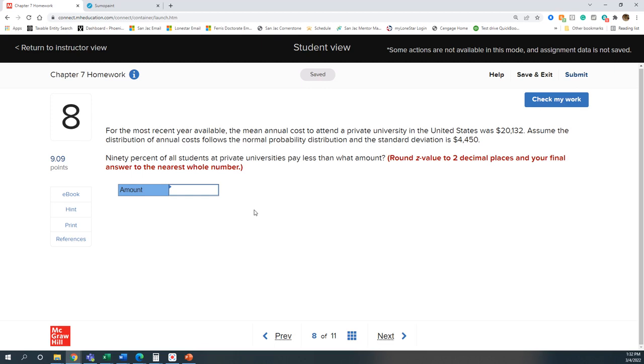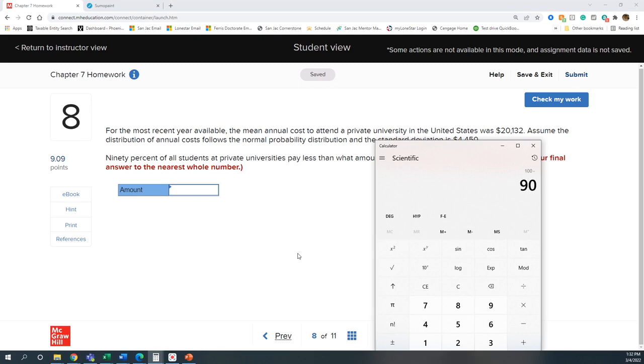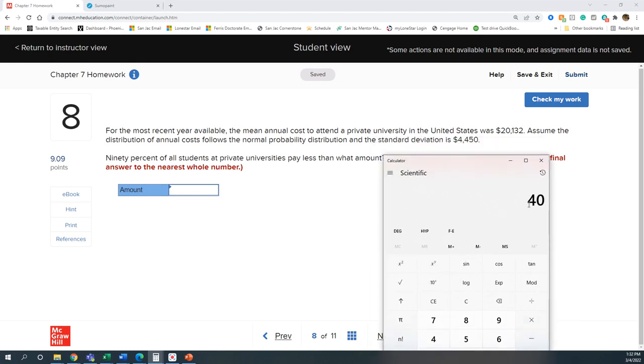So again, we're basically looking for 10%. So we have 90% of all students at private university pay less than what amount, which is 10. Which means that our area is actually going to be 40%. Because again, 100 minus 90 is 10. 50 minus 10 means 0.4. So actually I'm going to just go ahead and do this one for y'all. Might as well. So we're at 0.4. Since we want to know how much the 90% basically pay, we're going to try and find the closest to 0.4.